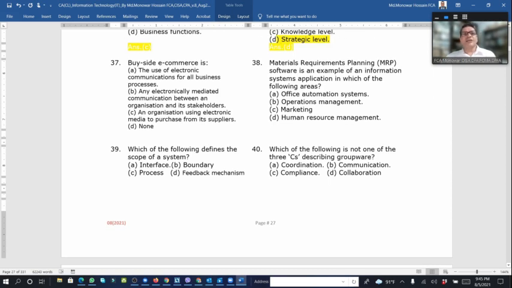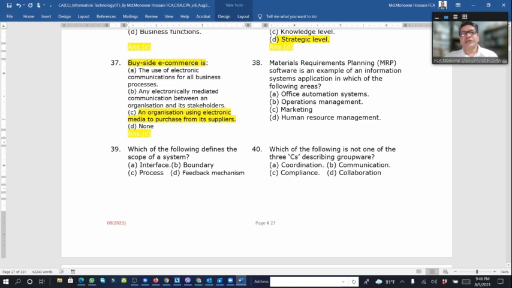Buy side e-commerce is also from chapter 5, e-commerce. Buy side e-commerce is part of e-commerce. So what would be the answer? The answer is an organization using electronic media to purchase from its supplier. So it's the buy side e-commerce. When we study the e-commerce chapter, we'll see that there are a lot of items here. We will study B2B, B2C, C2B, G2G, G2A, etc.